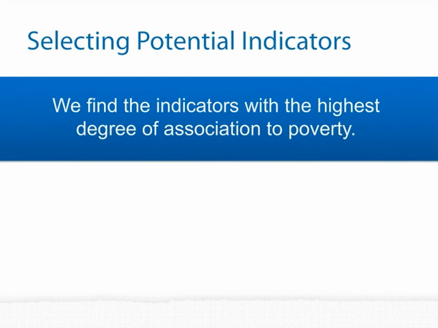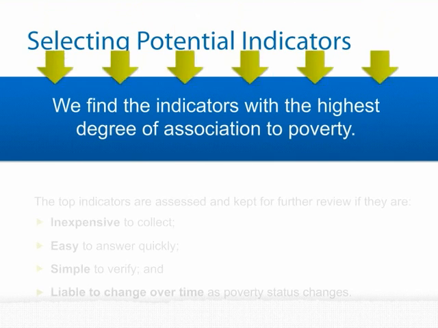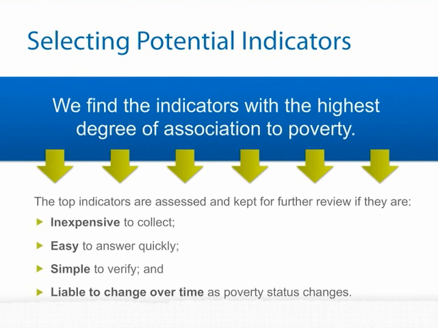The indicators with the highest degree of association to poverty are then assessed for eligibility to be used in the final PPI. In the case of Peru, about 150 indicators were assessed. The list of indicators for each country can be found in each PPI design documentation memo. The top indicators are assessed and kept for further review if they are inexpensive to collect, easy to answer quickly, simple to verify, and liable to change over time as poverty status changes.